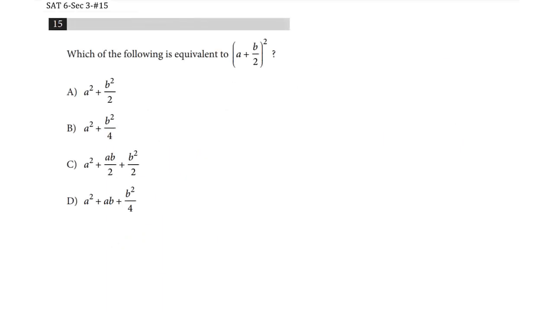Which of the following is equivalent to quantity a plus b over 2 squared? This is once again a question that is asking us to FOIL. The reason being, this is a squared. What that means is we have to write this twice, a plus b over 2 times itself, a plus b over 2.